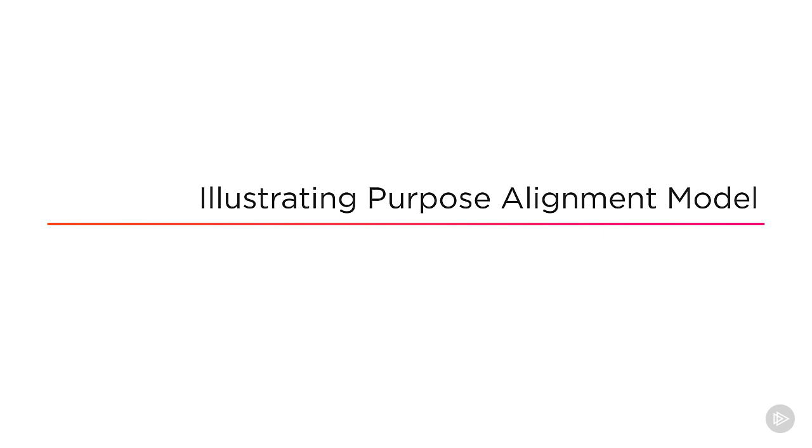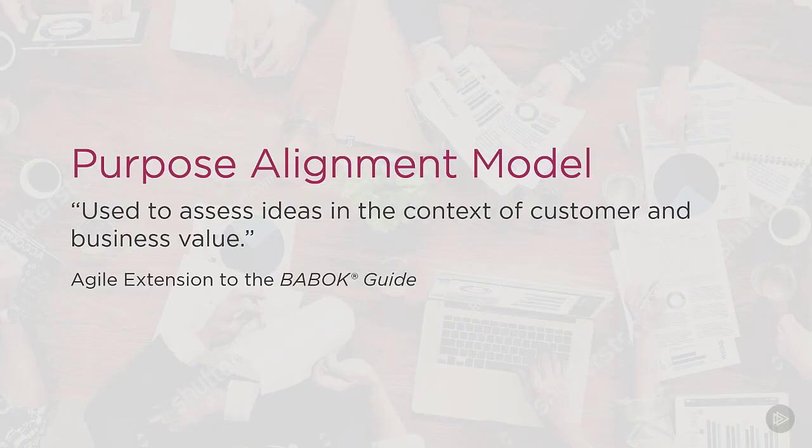In this section, you'll learn more about the technique purpose alignment model. I'll help you illustrate a model to determine if something should be considered an area of strategic concern. The primary purpose of the technique purpose alignment model is to assess ideas in the context of customer and business value. Simply put, it helps you prioritize work based on purpose.